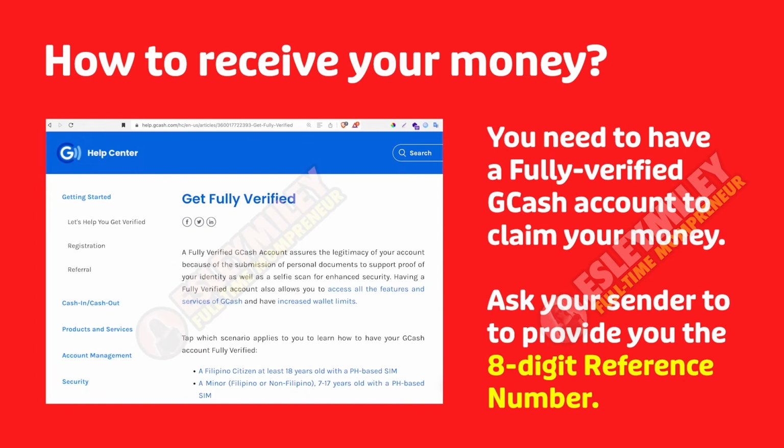Requirements as a recipient. As a recipient, you must have a fully verified GCash account in order to claim your money from Moneygram. Let's start with drawing your money from Moneygram to GCash account.